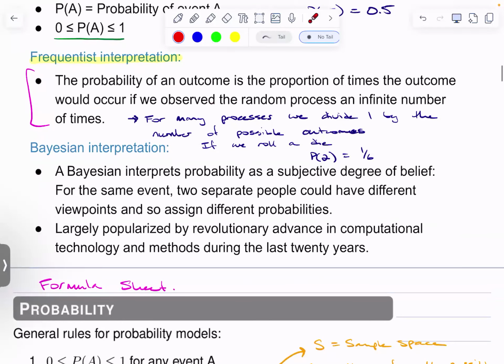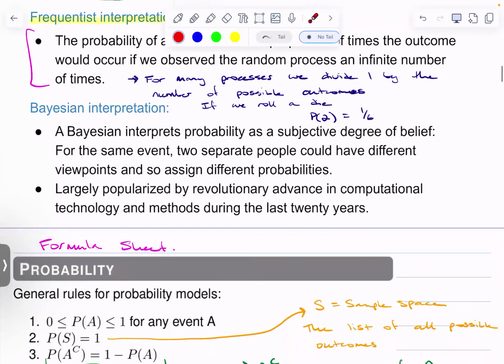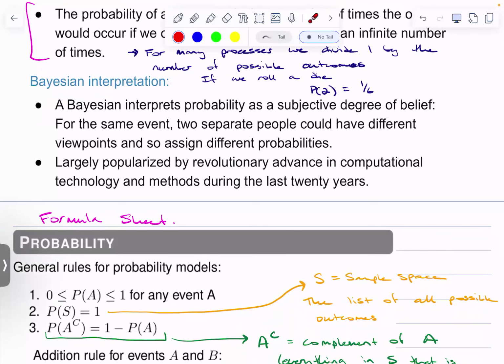The Bayesian interpretation is kind of cool, where we just pick a number and then we let the process adjust, and then we revisit, and then we revisit, and then we revisit. It's not something that we're going to be doing, but it is another way of doing it. But we're getting probabilities either way. Okay.